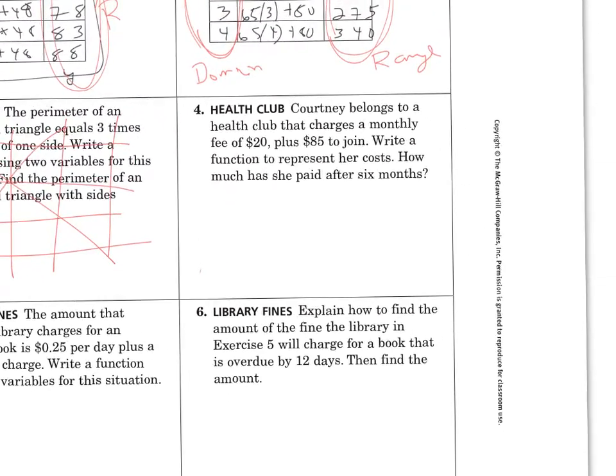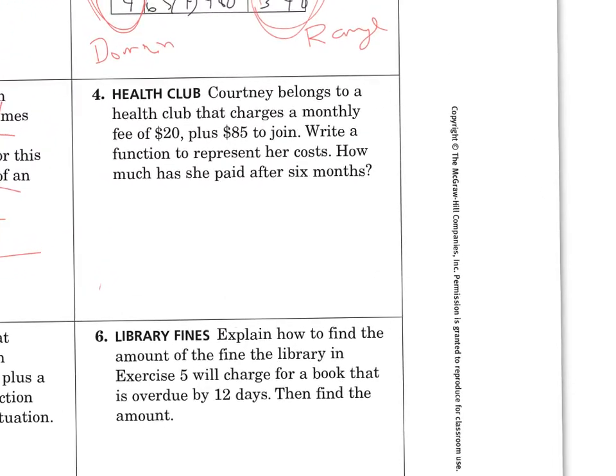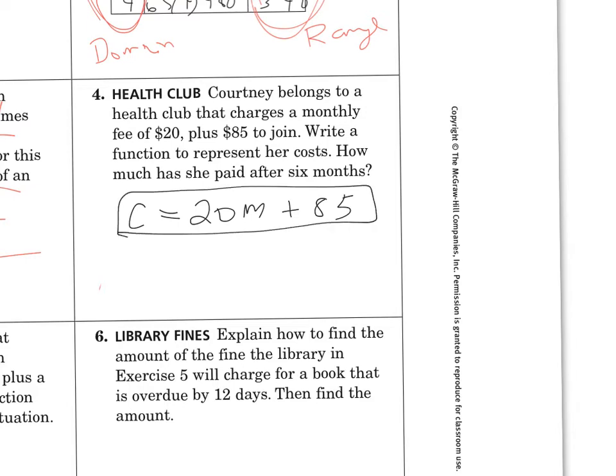Number 4, Courtney belongs to a health club that charges a monthly fee of $20 plus $85 to join. Write a function to represent her costs. So her cost is the function. So the cost is equal to the $20 per month plus the $85 application fee. So this is the equation for her situation.